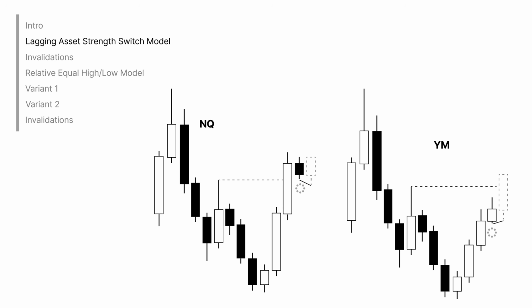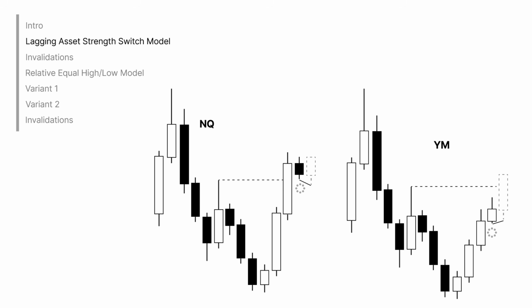The first model is the strength switch continuation sequence. One asset takes out the high or low. In this example, it's NQ, which is taking the high before YM. NQ is failing to manipulate the high on the lower time frame. Even better when the asset that took out the high has still another close target left.